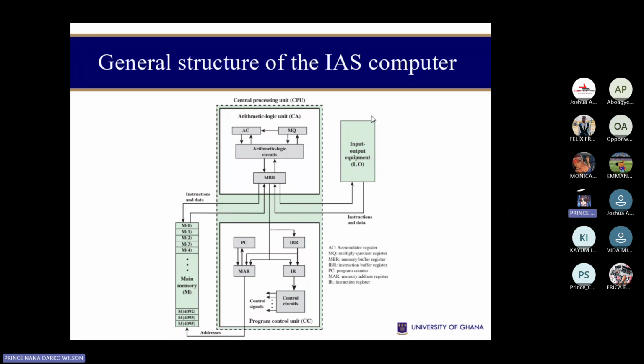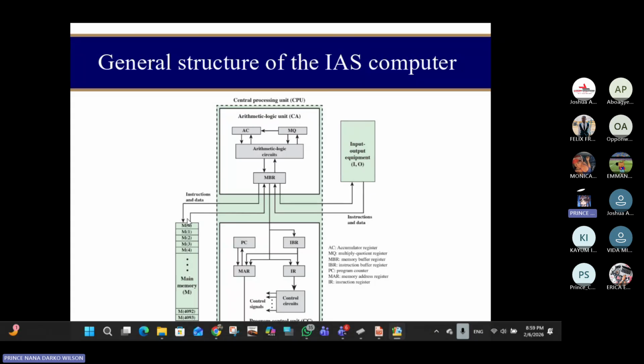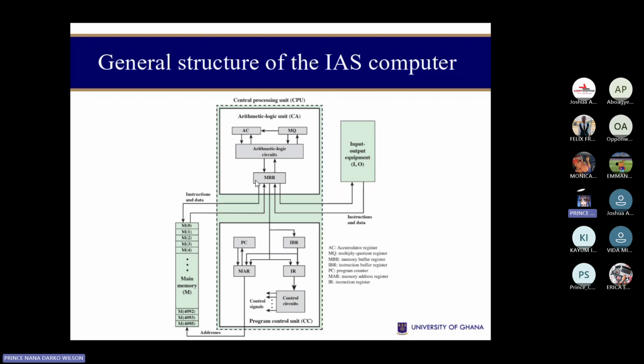And then we use input and output equipment to feed and retrieve data from the computer. If you come to this side, there are several different memories that we are endlessly feeding data to and retrieving. So the memory buffer register feeds to the arithmetic logic unit, goes through the multiplying and quotient register, feeds to the accumulating register, feeds back to the arithmetic logic unit, feeds back to the memory buffer register. It's a chain, an endless chain. And once the result is achieved, it is fed to the output device and the user sees it, right?